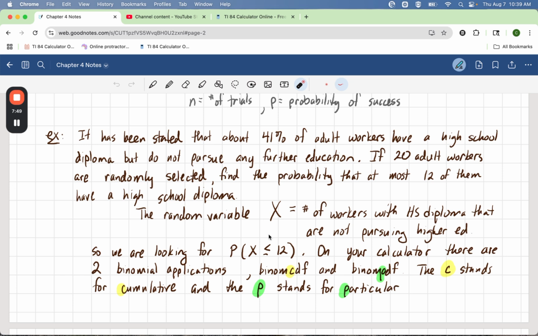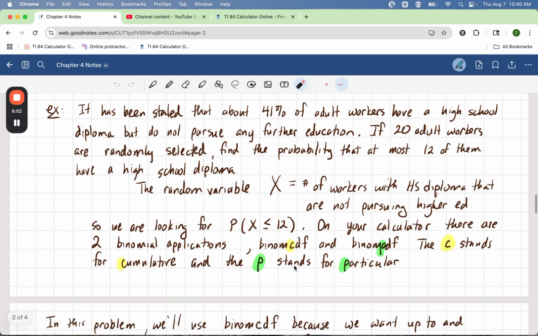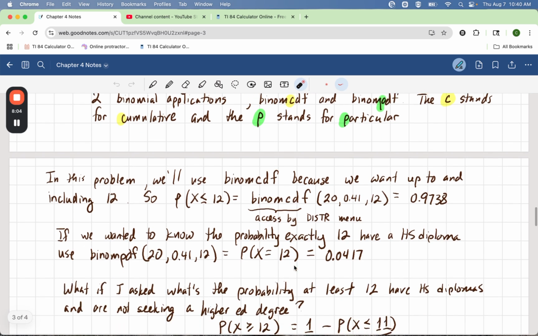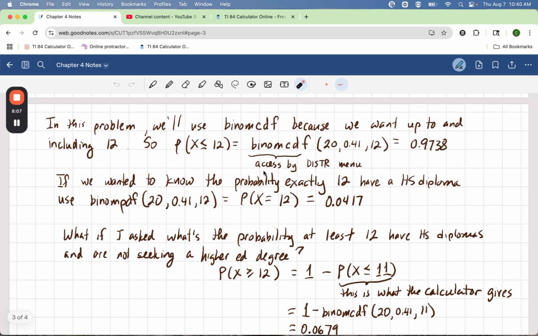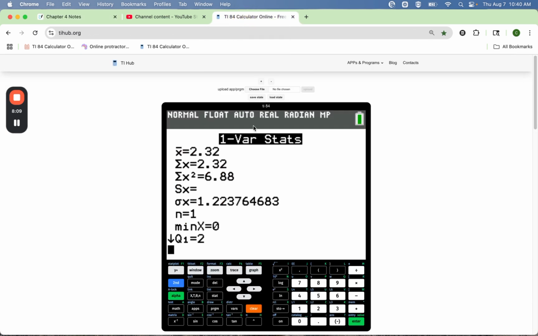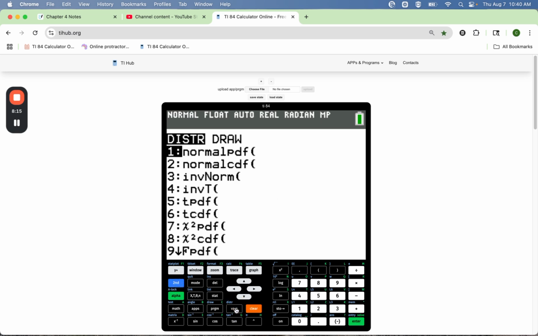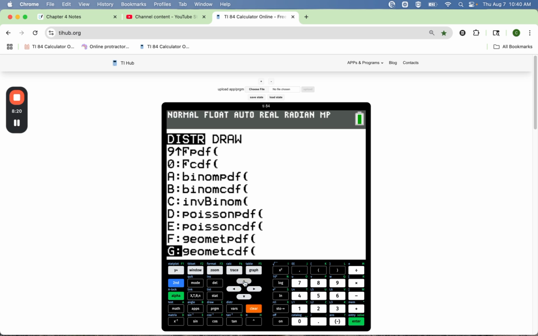So probability 0 have a high school diploma and don't pursue, plus probability 1 have a high school diploma and don't pursue, plus etc. all the way up to 12. The binomCDF function gives you that exact probability. So let's see what it looks like on the calculator. Binomcdf, here we go. I go to second, vars, which gets us to the distribution menu. The easiest way to get to binomCDF and PDF is to use the up arrow, because otherwise you have to go around the horn like the slotted pig in Toy Story 2.